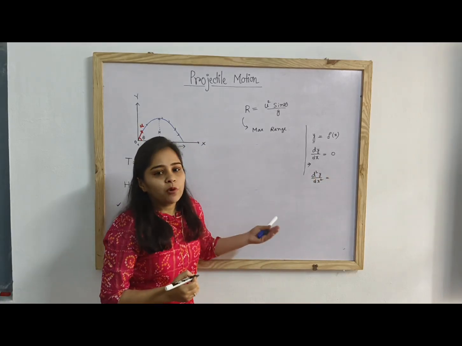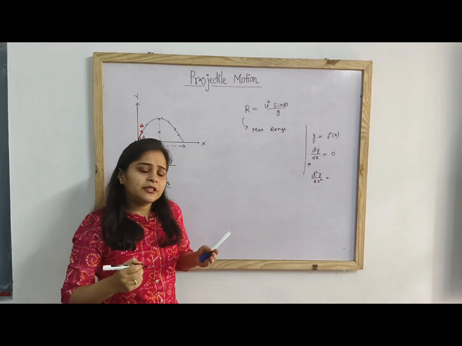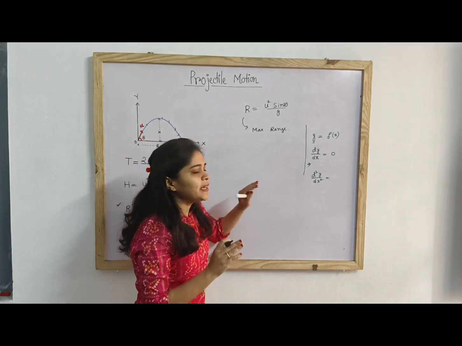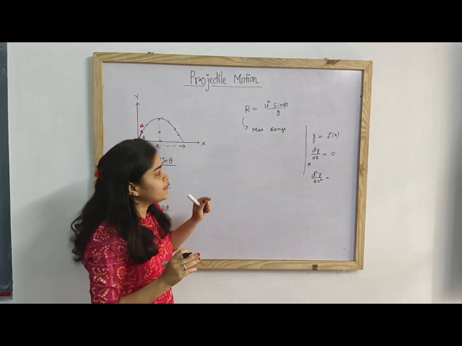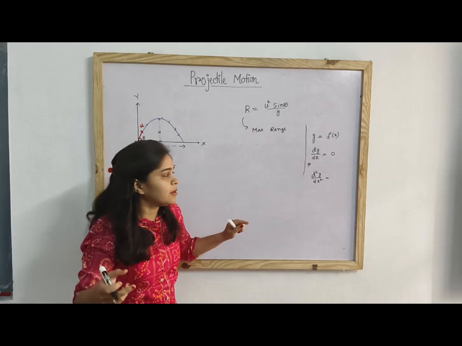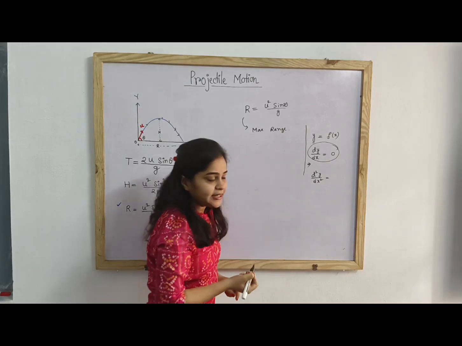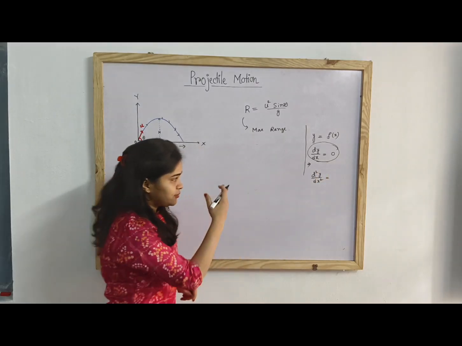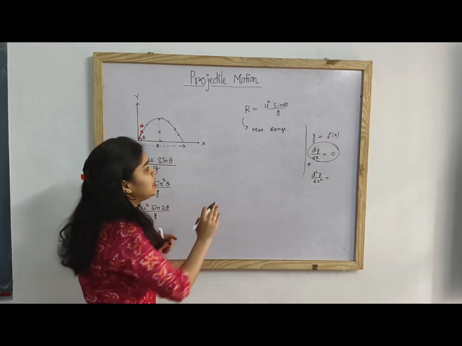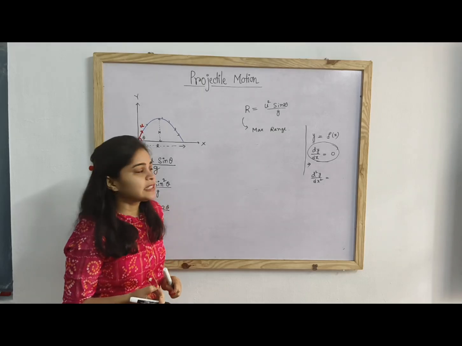If it becomes positive, then your value will be minimum, and if it becomes negative, then your value will be maximum. So we can get the value of x for which y is maximum or minimum by calculating the first-order derivative, dy/dx, and equating it to 0. In this case it is again simple. We have to calculate the maximum range. Now how can we calculate the maximum range?